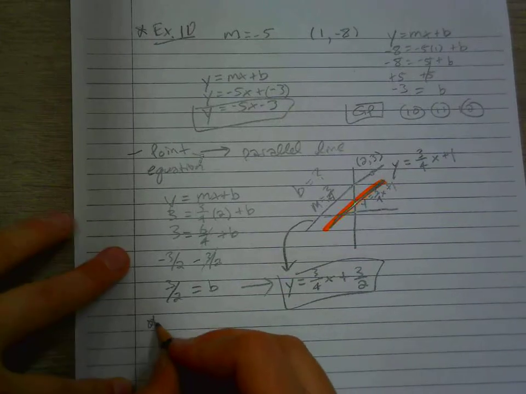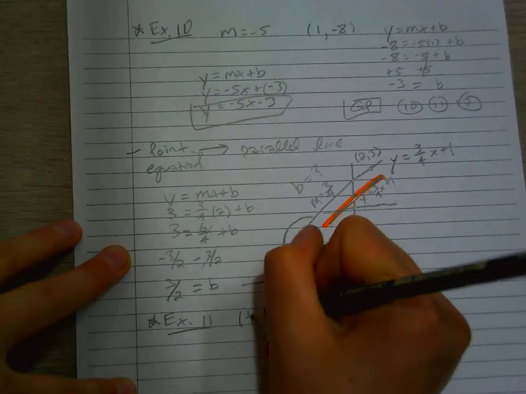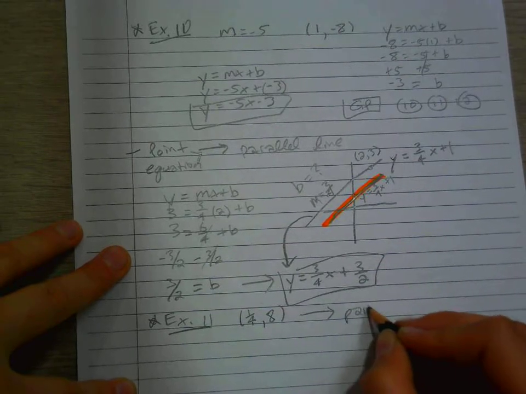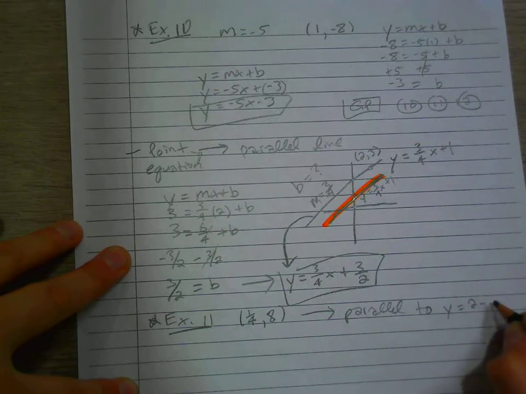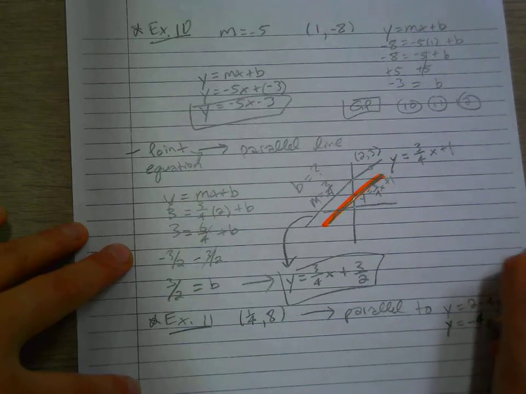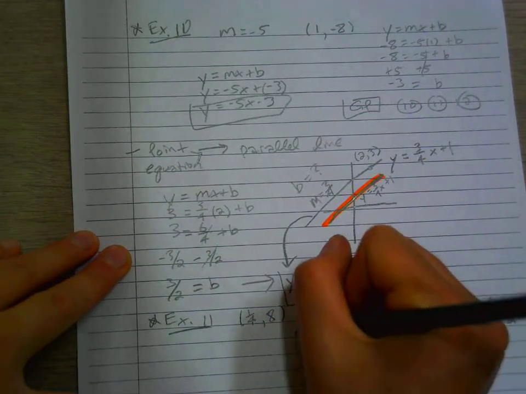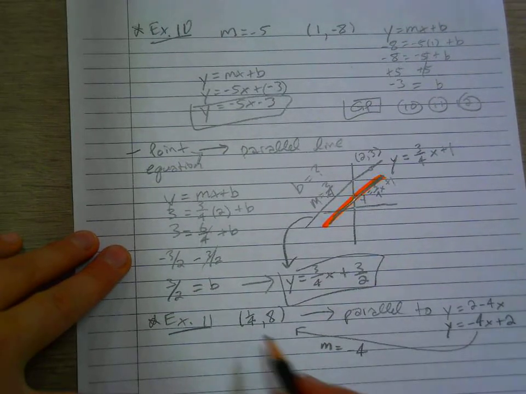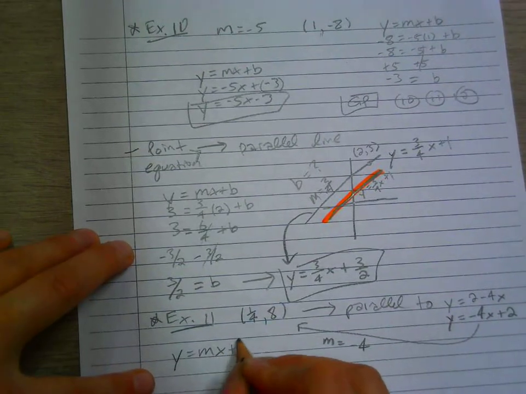Let's try another example. Example 11. A line passes through the point (1/4, 8). It's parallel to y equals 2 minus 4x. So let's put this in slope-intercept form, negative 4x plus 2. So we know for this line, m is going to be equal to negative 4. The y-intercept is going to be different. So let's plug all this into the equation, y equals mx plus b.